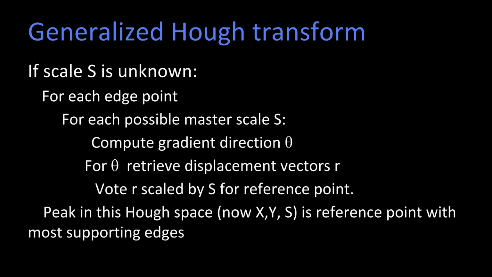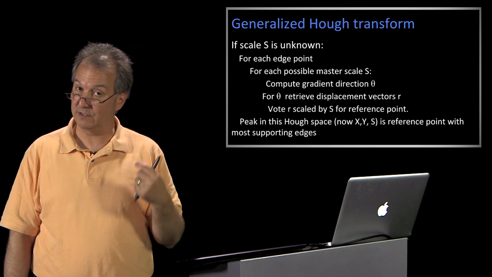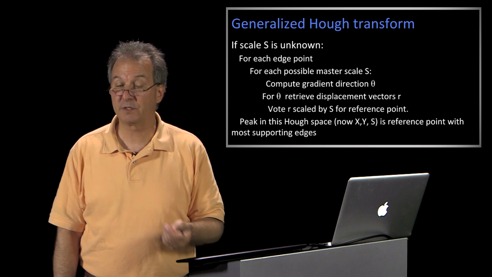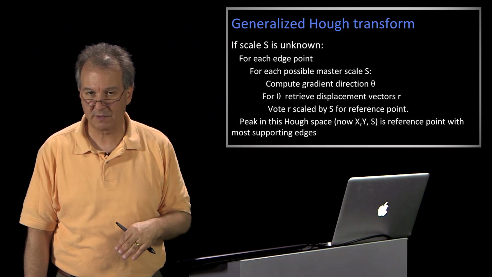So again, it's cubic. Now you can imagine that if you had scale and orientation, that would be quartic. That's raised to the fourth. Modest numbers raised to the fourth power are brutal. So you have to be careful in terms of how you do this.